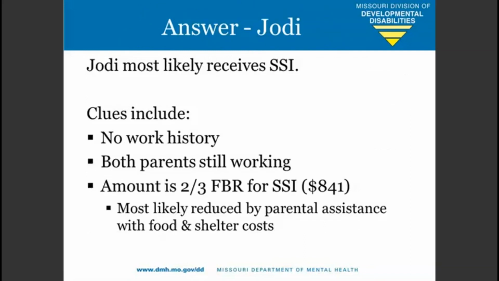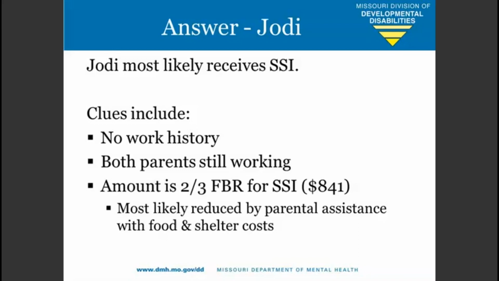And you are correct, SSI. So our clues here were that Jody herself did not have any work history. Both parents were still working. And if you were slick enough, you probably noticed she wasn't getting the full federal benefit rate. The amount that she was actually getting is two-thirds of the federal benefit rate. So if you remember early on, I said that one's income, both earned and unearned, plus one's assistance with food and shelter could affect how much somebody gets. So probably what's happening here is Social Security is saying that the parents are assisting with food and shelter costs. Therefore, Jody is not entitled to the full federal benefit rate.